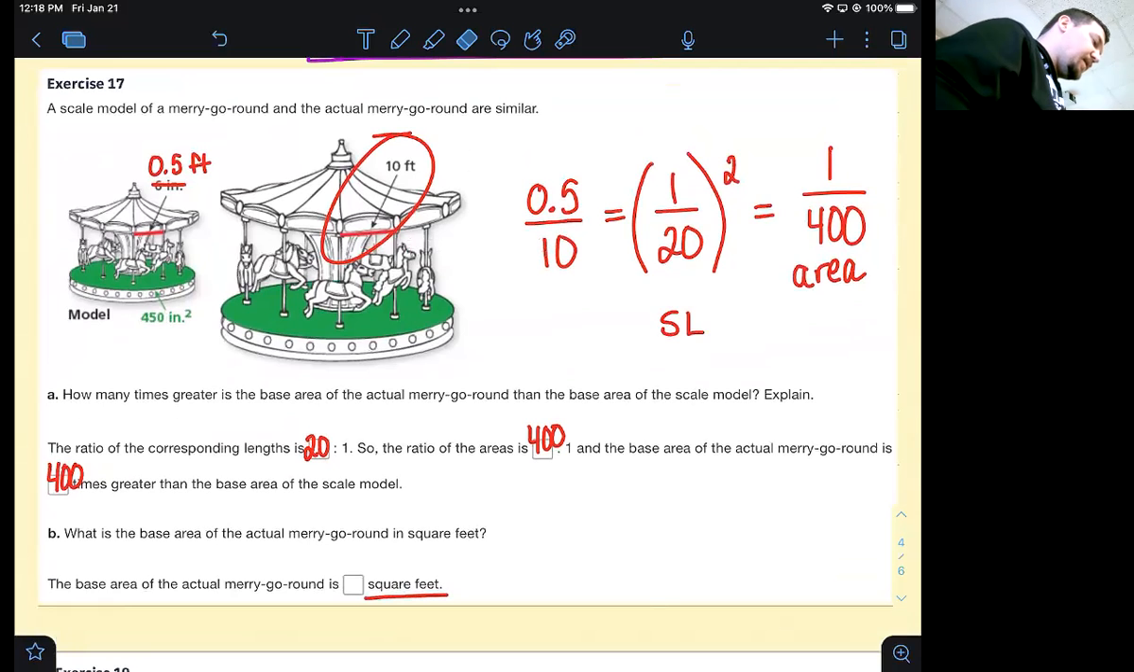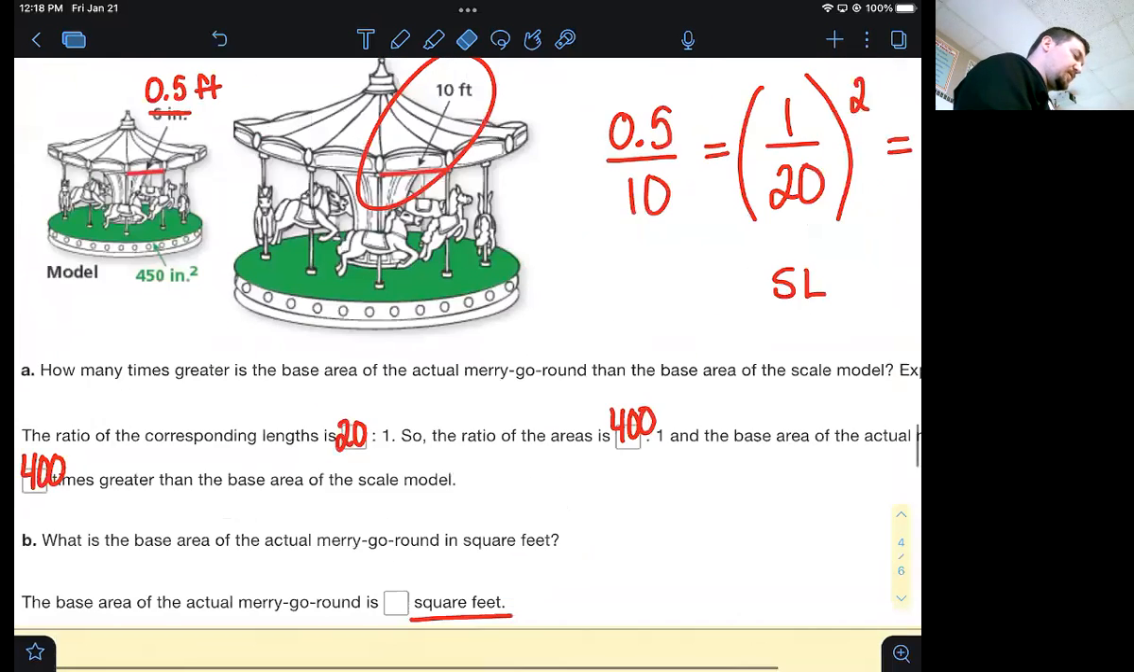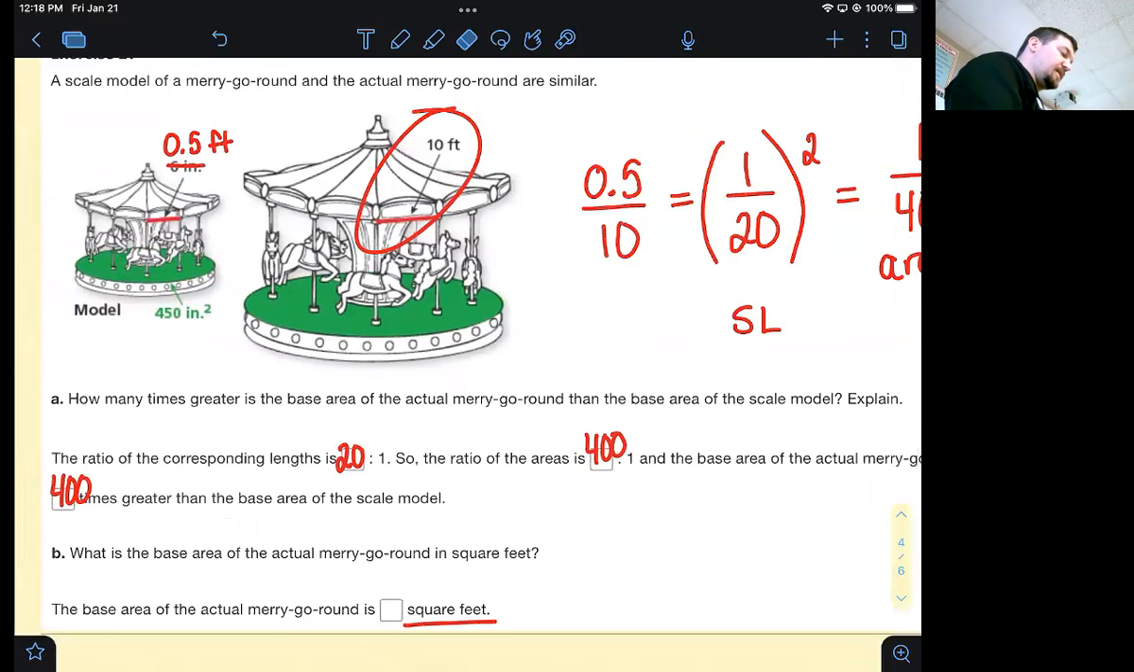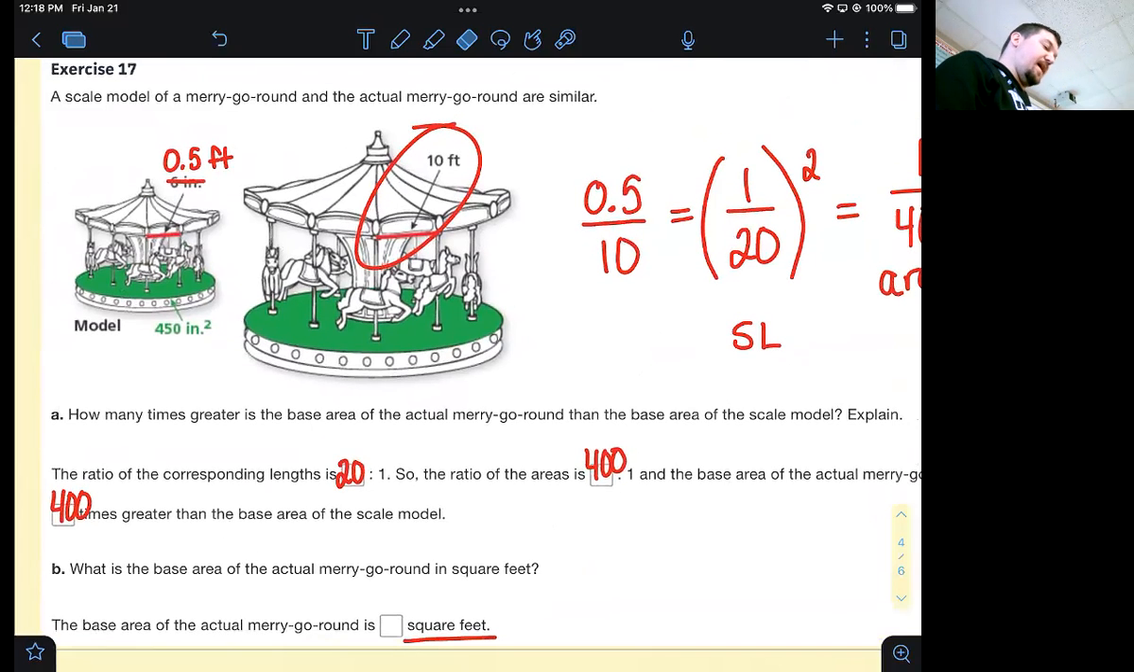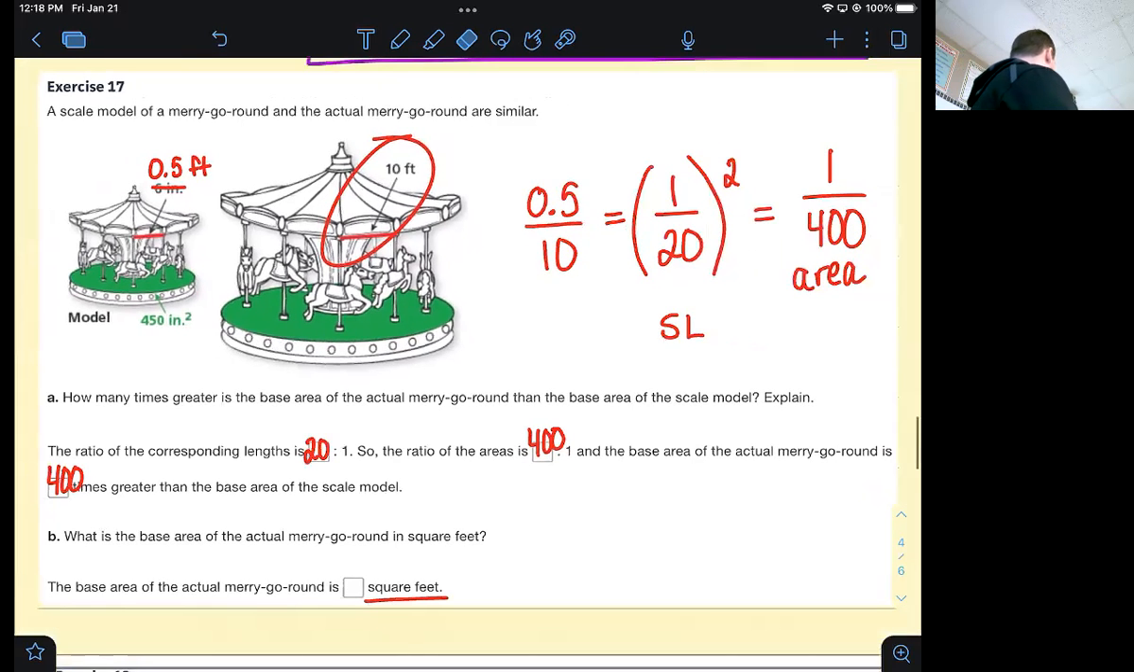All right, so we're finishing up the 2.6 notes, and this is number 17 that we left off with yesterday. Just to recap, we had to convert inches and feet. Since our answer needs to be in square feet, we converted 6 inches to half a foot. We used the side length ratio 0.5 over 10, which is the same as 1/20th. We squared the side length ratio to get the area ratio, and we've written these numbers in the blank here.